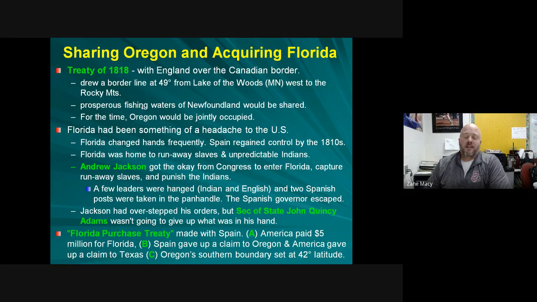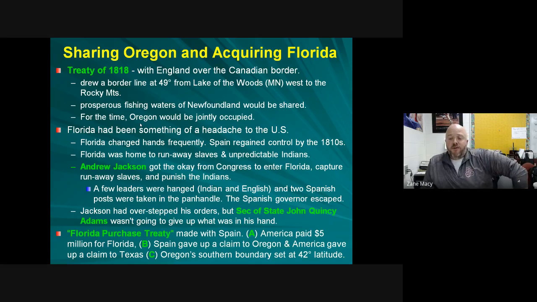Jackson had vastly overstepped his orders, but Secretary of State John Quincy Adams, the son of former President John Adams, wasn't going to give up the land that we already had taken control of. This leads to the Florida Purchase Treaty that we made with Spain. We pay Spain $5 million for the acquisition of Florida. Spain gives up claim to Oregon, and America gives up claim to Texas.